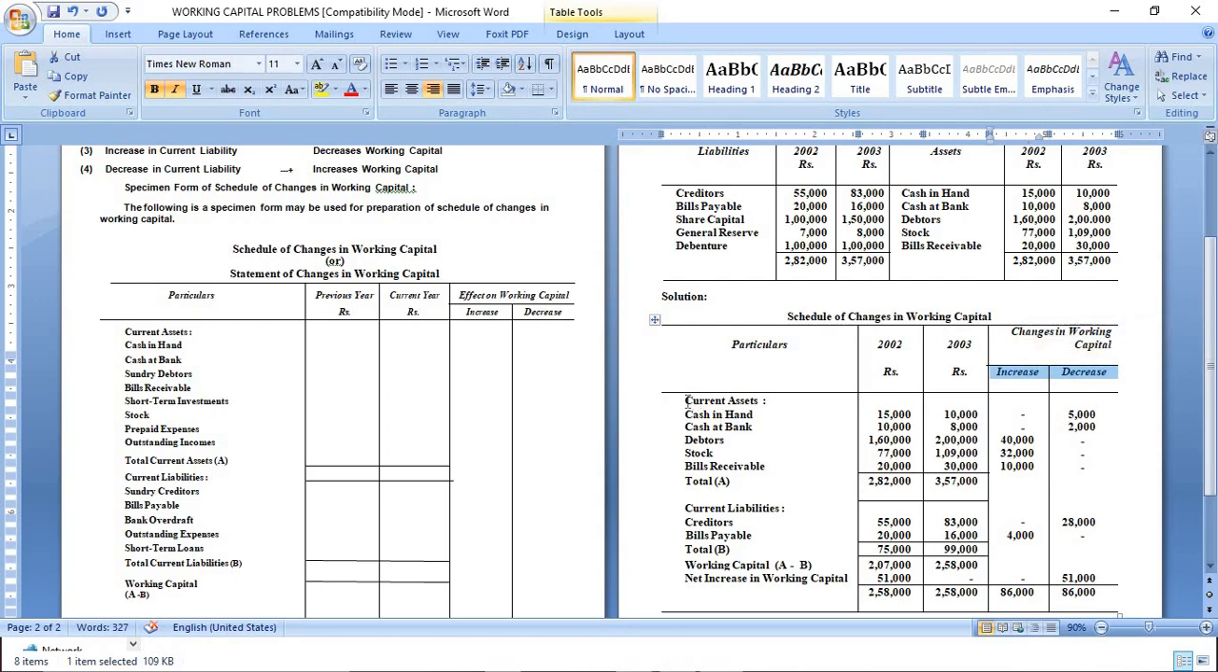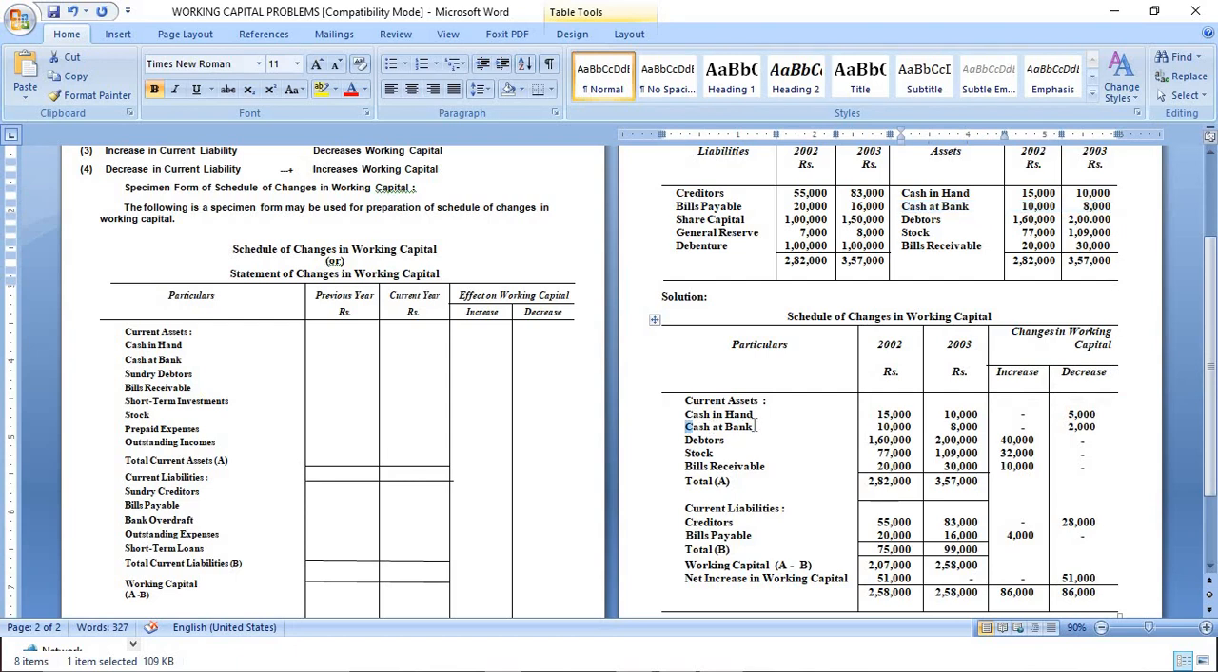Firstly, we go to the current assets column as per the question. Under current assets, we mention cash in hand: 15,000 in 2002 and 10,000 in 2003. Is it increasing or decreasing? It is 15,000 in 2002 and 10,000 in 2003, so it is decreasing. I mention 5,000 in the decrease column. Next, moving further, cash at bank: 10,000 and 8,000.